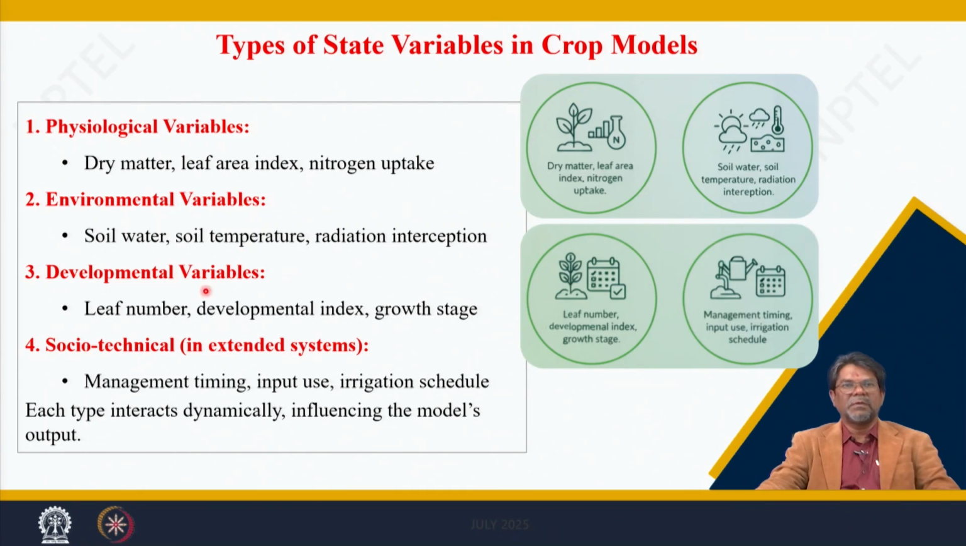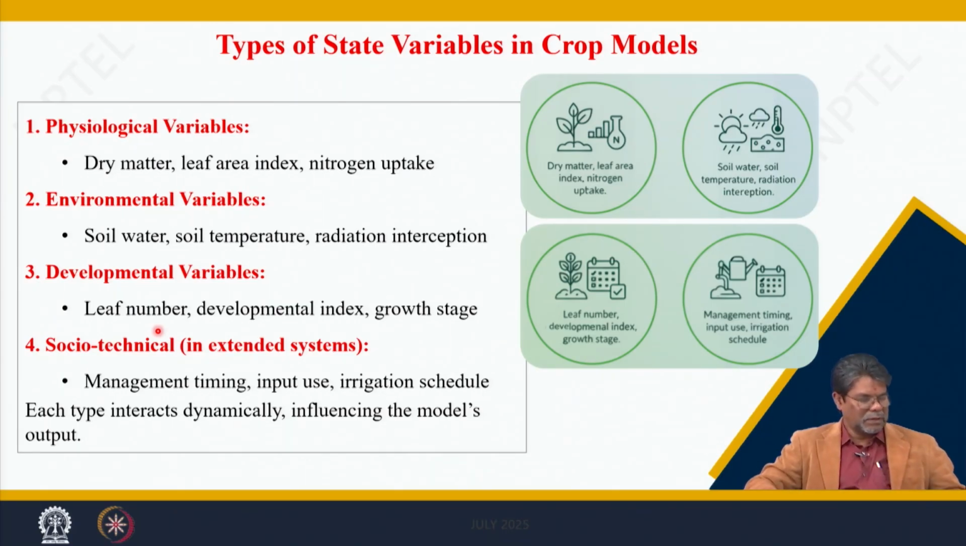Developmental variables describe how the crop transfers from one stage to another, indicated by the appearance of leaf numbers or tiller numbers. So, developmental index and growth stage are state variables. Socio-technical variables include management timing, input use and irrigation schedules; these are some of the socio-technical indicators, and they also change over time. Each type interacts dynamically within the model.